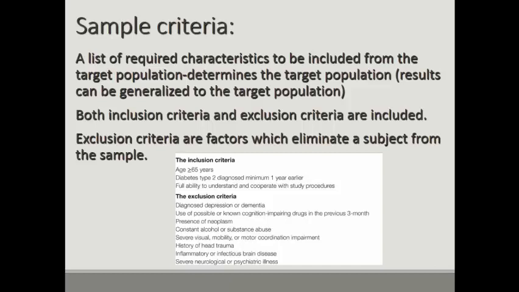The sample criteria is the list of required characteristics to be included from the target population. It helps describe the target population because these are the criteria that have to be present in the group we are generalizing the results back to. Also, inclusion and exclusion criteria are included. Exclusion criteria are factors that eliminate the subject from the sample, while inclusion criteria are factors that must be present for the subject to be involved in the study. This table illustrates some inclusion and exclusion criteria for a sample for a study that's being conducted.